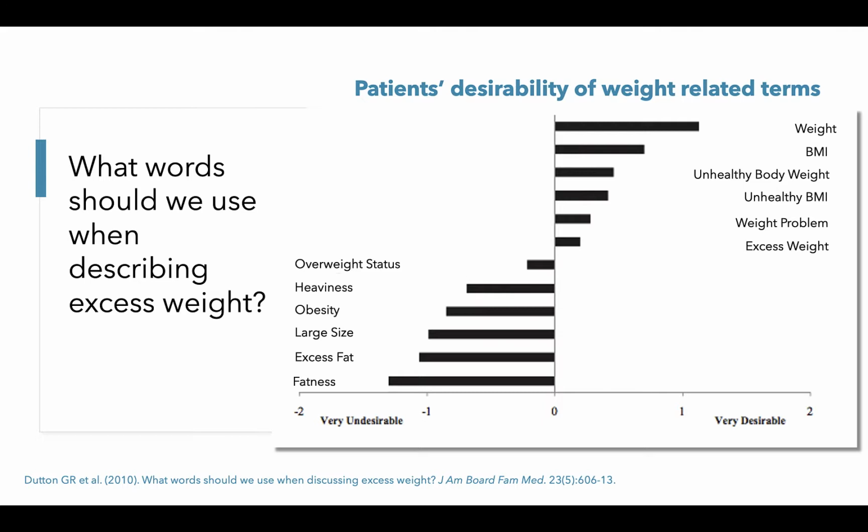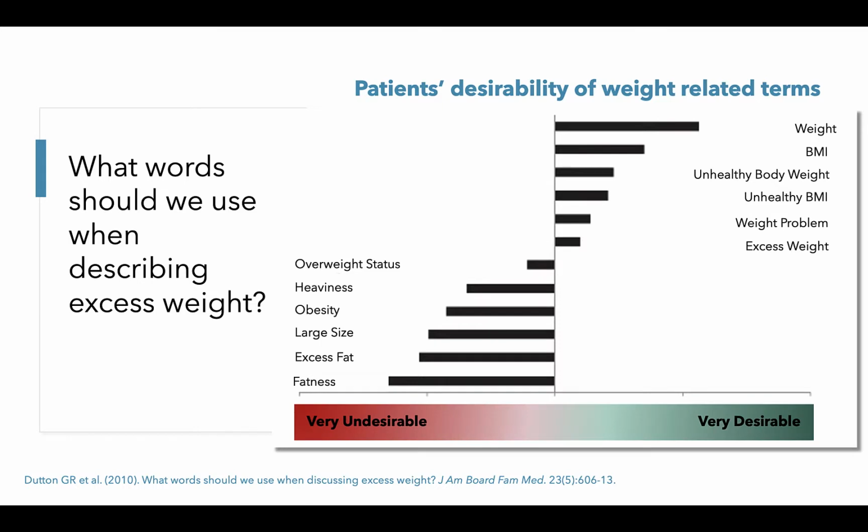The x-axis represents the rating scale that study participants used to rate the different terms presented. Participants were asked to rate how desirable they perceived terms like weight, BMI, heaviness, obesity, or fatness when thinking about a clinician talking to them about their excess weight. Terms on the right side of the figure were ranked more desirable than terms on the left side of the figure.